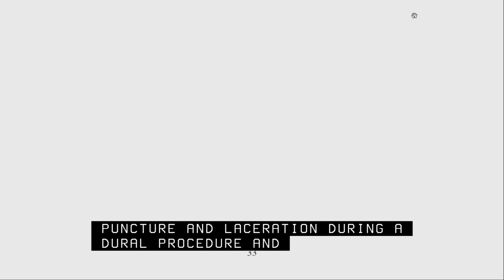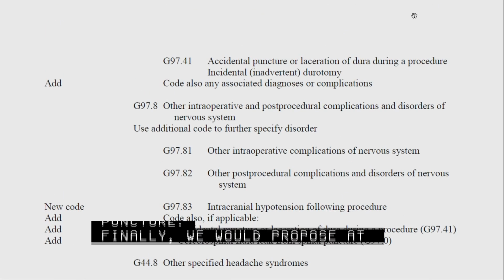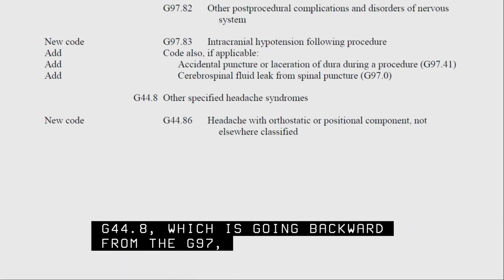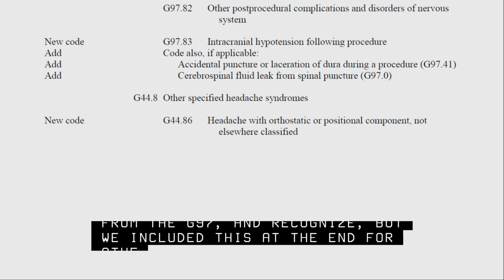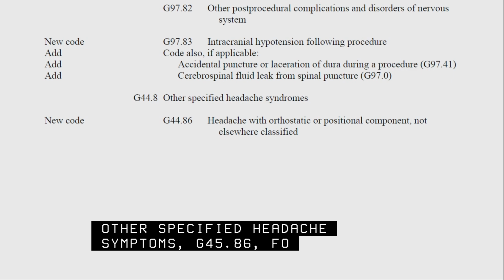And finally, we would propose at G44.8, which is going backward from the G97s, I recognize, but we included this at the end. For other specified headache syndromes, we would propose a new code, G44.86, for headache with orthostatic or positional component not elsewhere classified. So these are the new codes that are being proposed.